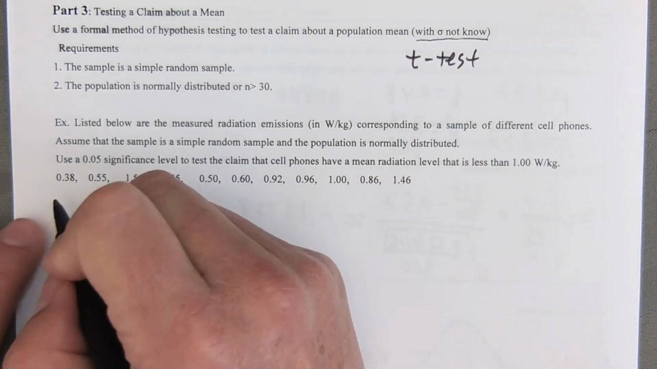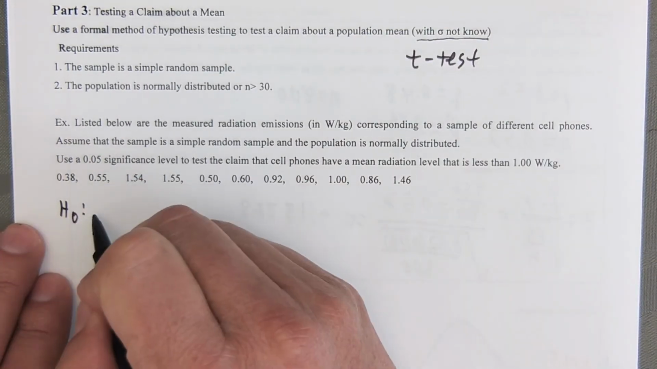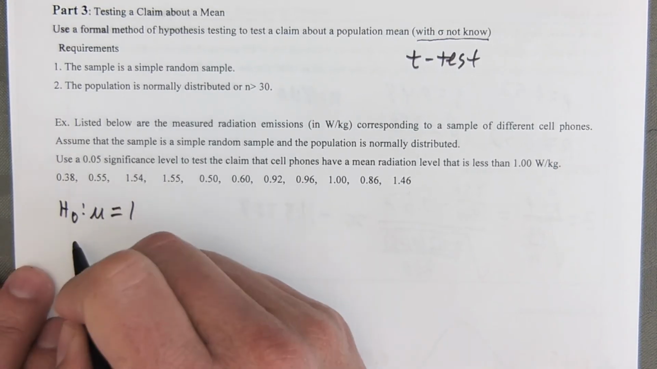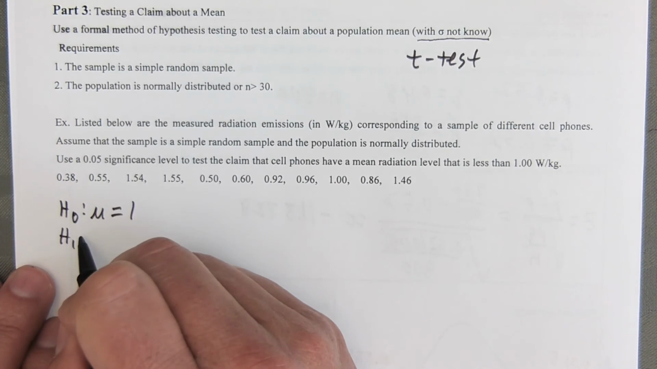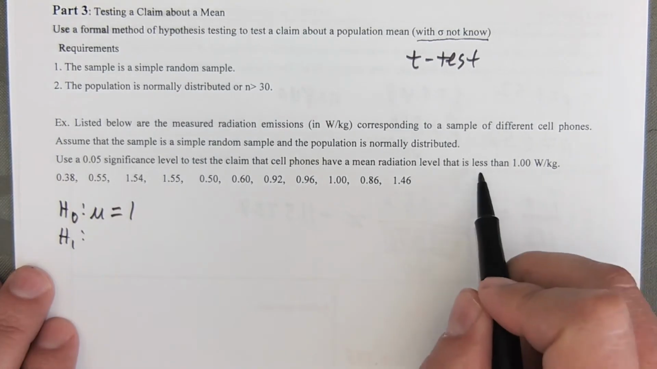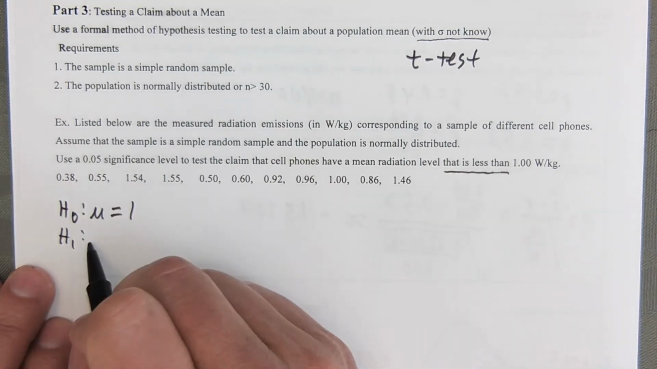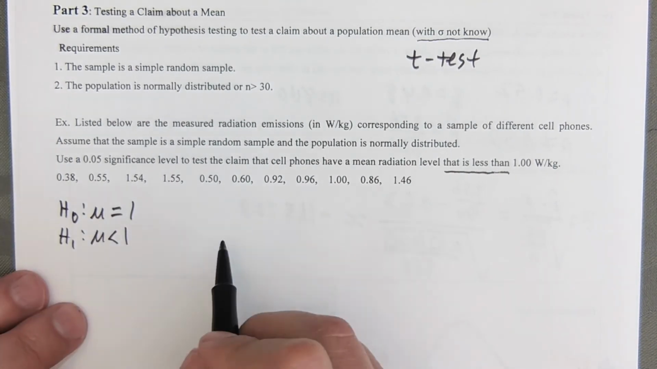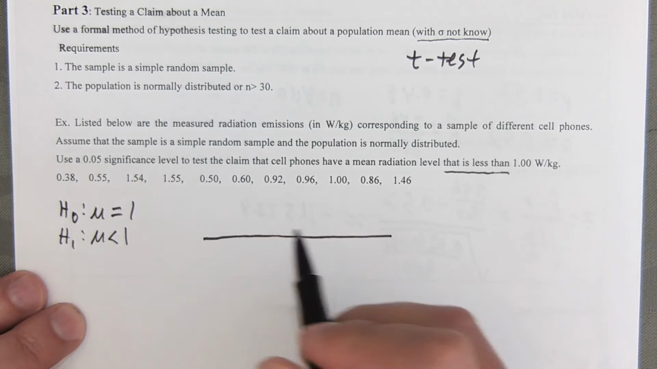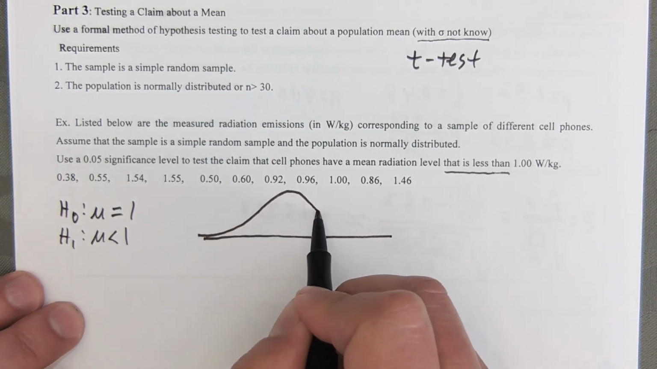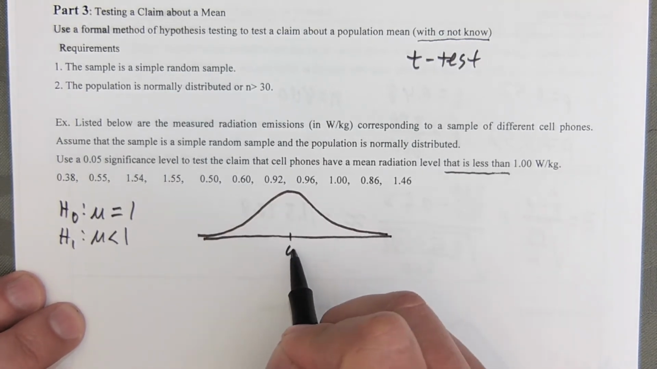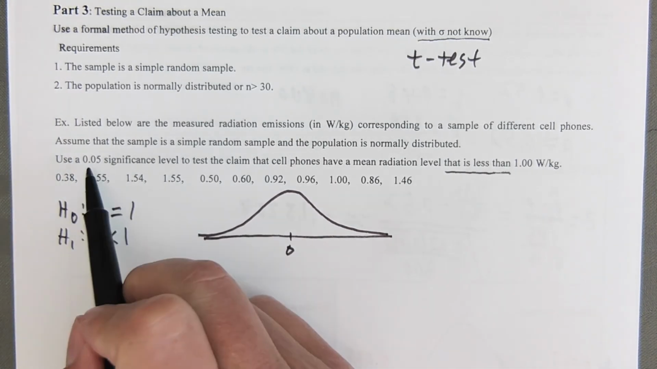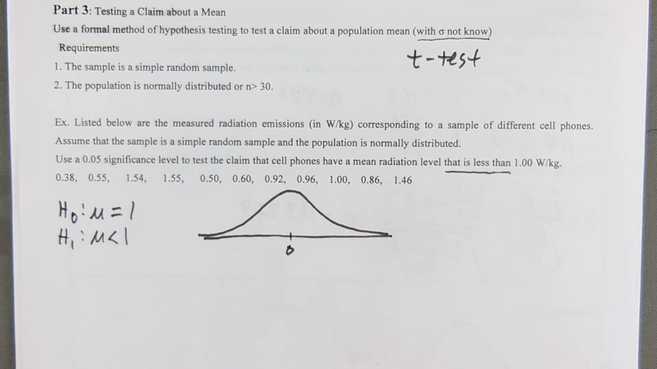Before I get all that, let's do our null hypothesis. That the mean, remember the null is always equals. And they want to say that the radiation level is less than 1, so mu is less than 1. And I want to set up our picture. Less than means that it's going to be a left-tailed test. And they give us our alpha, 0.05.